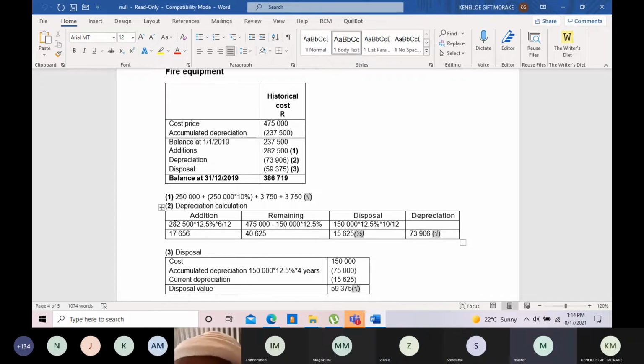Here they started by using the main cost, which is 282,500, which we have already calculated with you. So because we're using the straight line method on the fire equipment, we just apply the percentage on that cost price. That is why you see the 282,500 multiplied by 12.5%. Let's deal with this 6/12 now. Let me go back there and check. Where does this one come from?